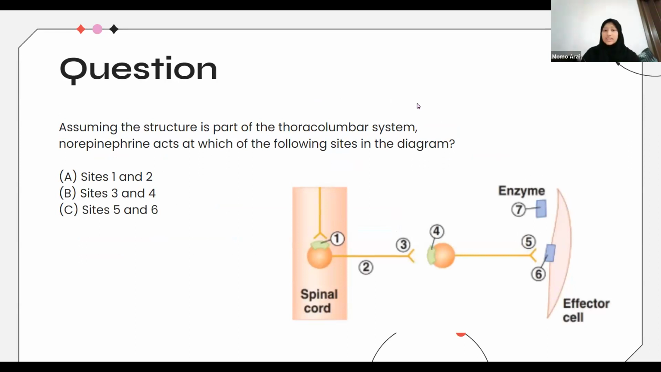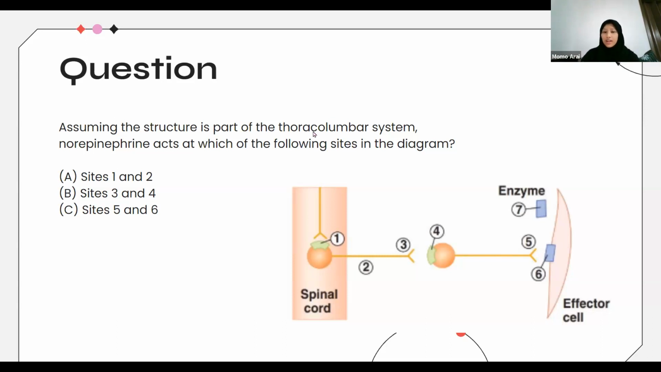Okay, someone said C. Again, it's like a recall question, but it's very important you know where these agonists, antagonists act and where norepinephrine is released and so on. So the answer is C, which is sites 5 and 6, right?